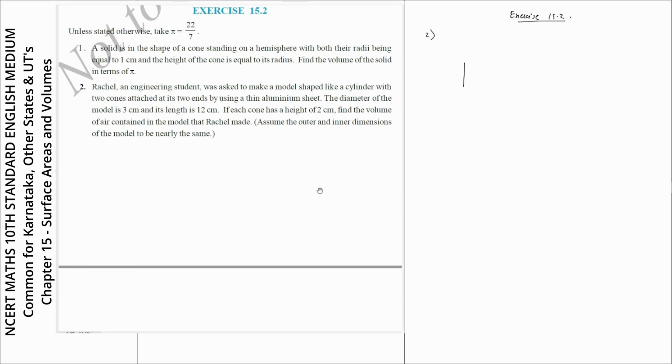So here there is a model. The middle part is a cylinder, the top part is a cone, and the bottom part also is a cone. In this way the model has been made, and it is given that the diameter is 3 cm, and the total height of the model is 12 cm, and the height of each cone is 2 cm.